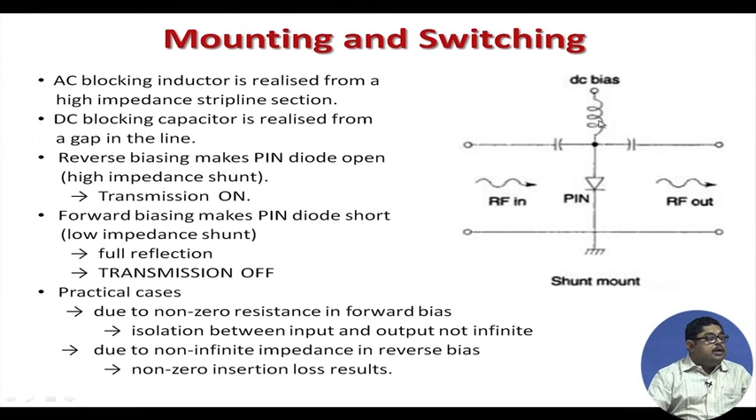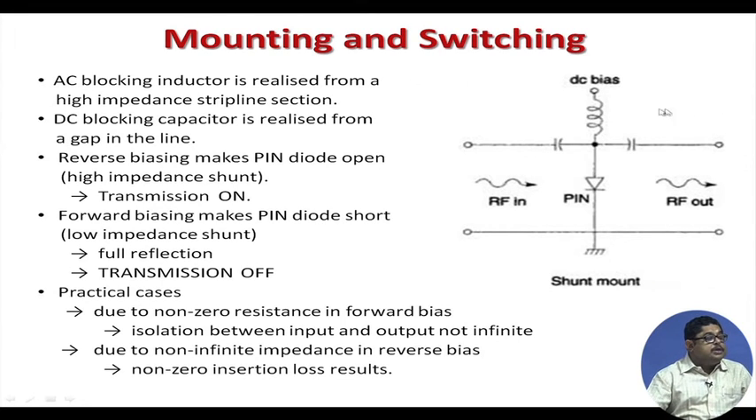Now, also there is an inductor here and capacitors here. The AC blocking inductor is generally realized from a high impedance strip line section. Yesterday we have seen strip line sections, and that inductor is fabricated from that. Fabricating an inductor is a good engineering thing. It is quite difficult to do as a lumped element, and the size becomes prohibitive, but if you use transmission lines like strip lines, you can get a good inductance. Also, that is a very planar circuit, so easily you can put it there.